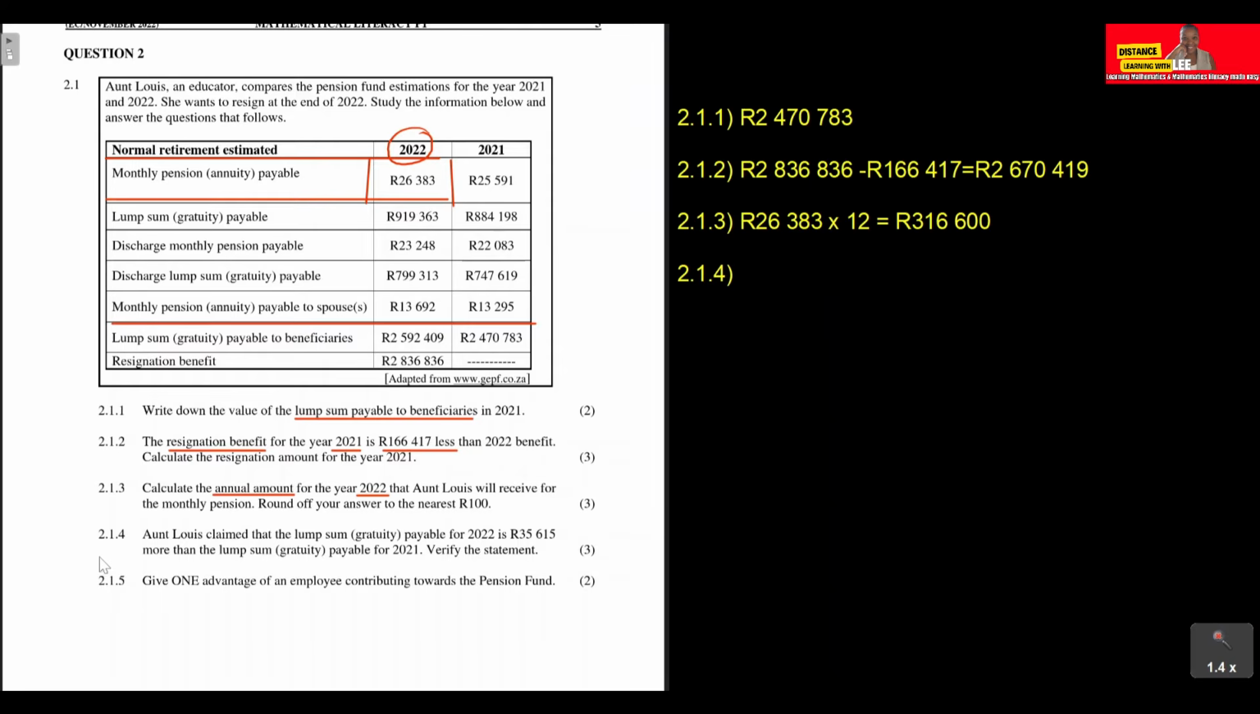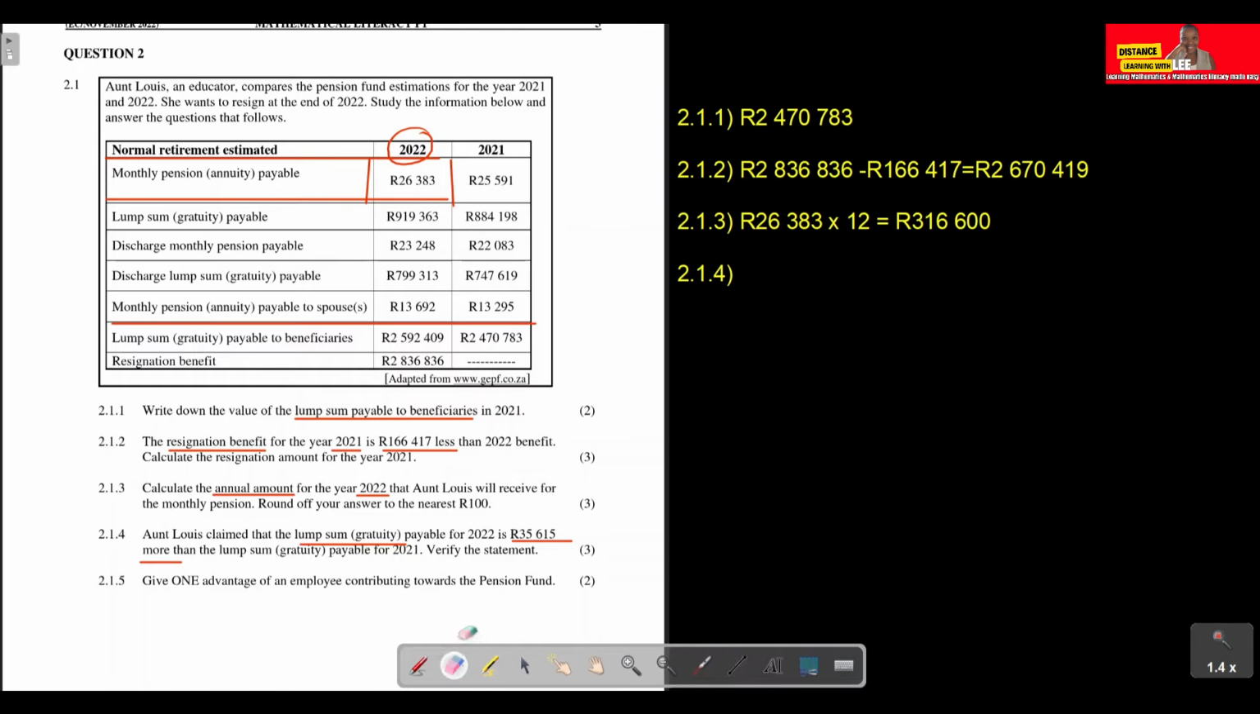Let's have a look at question 2.1.4. It says Aunt Louise claimed that the lump sum gratuity, right? So we're going to highlight the keywords. The lump sum gratuity payable for 2022 is 35,615 more than the lump sum gratuity payable in 2021. Okay, so she is claiming that it is 35,615 more than the lump sum that is payable for 2021, right?